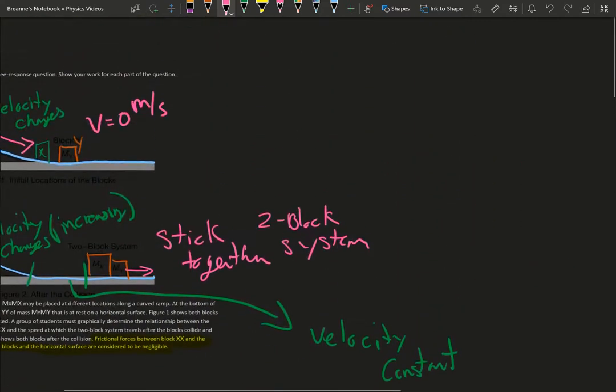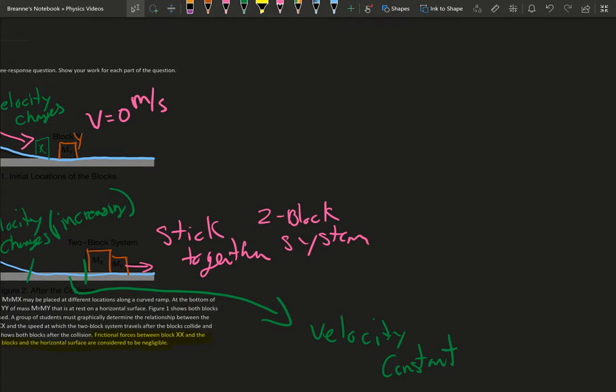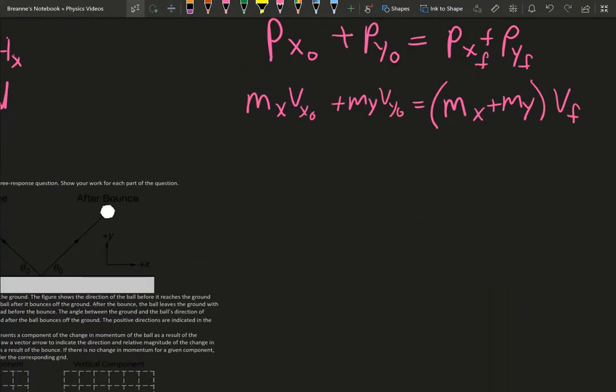Now, up here, remember we stated that our initial velocity in the y is 0. So 0 times anything goes to 0. There we go. So you get that mass x times initial velocity x equals mx plus my times your final. That's as far as we can go on the momentum equation.